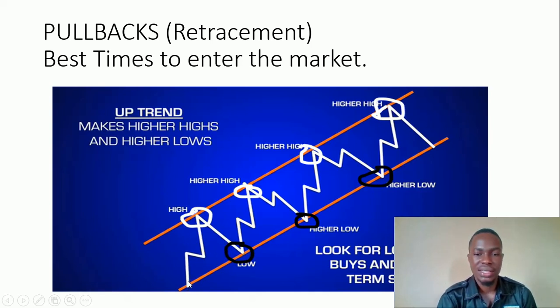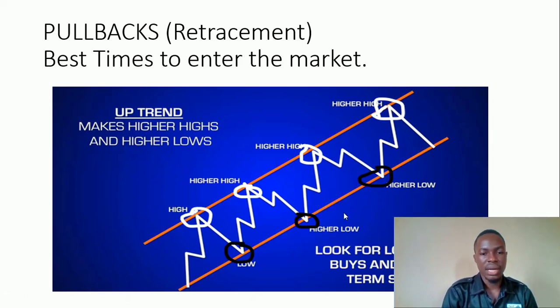So this market is in an uptrend overall. The market makes a high to this point, or this area of resistance here, and this area of support. It makes a high to this point and retraces to this area of support, then makes another high and retraces to this area of support, makes another high and retraces to this area of support. These are the points, the areas marked black. These are the best times to enter the market, to enter an uptrend market.